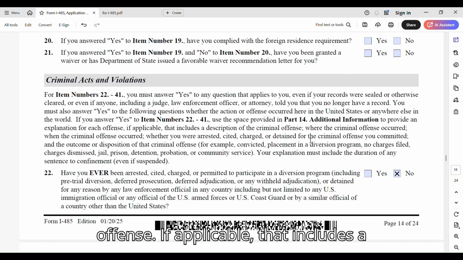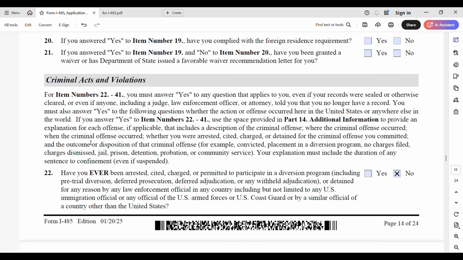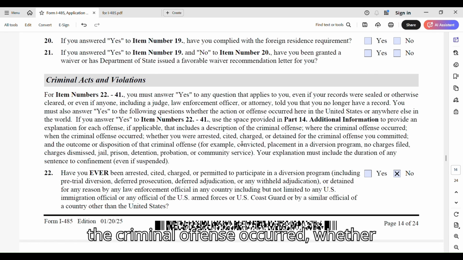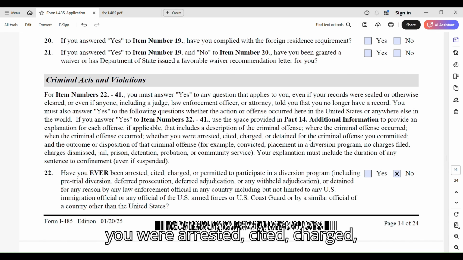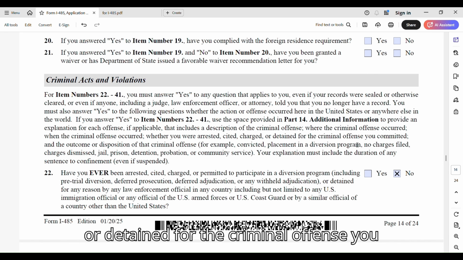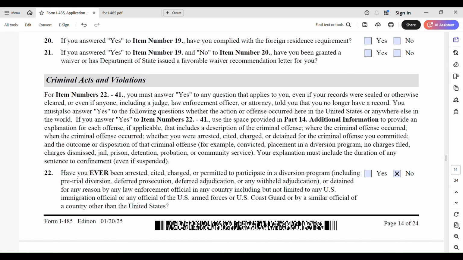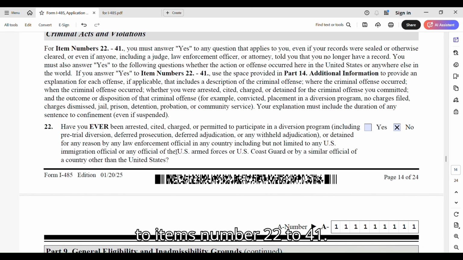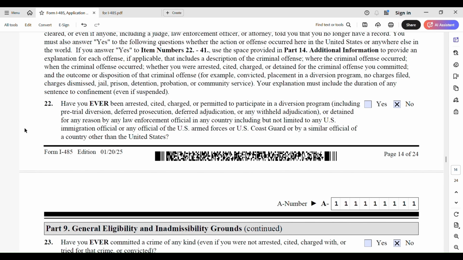If applicable, that includes a description of the criminal offense, where it occurred, when it occurred, and whether you were arrested, cited, charged, or detained for the criminal offense you committed. So basically right here, they're giving you clear instructions on what to do if you answered yes to items number 22 to 41. So let's go to question number 22.